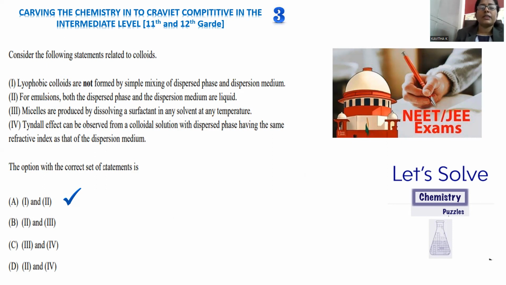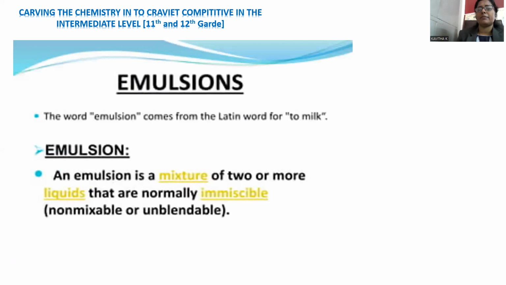Next is about emulsion. Colloids can be categorized into various types based on the mixing of physical states of dispersion phase and dispersion medium. There are the possibilities of solid-liquid, solid-gas, liquid-liquid, liquid-solid, liquid-gas, gas-liquid, gas-solid. These many kinds of possibilities we get by taking different physical appearances of dispersion phase and dispersion medium.